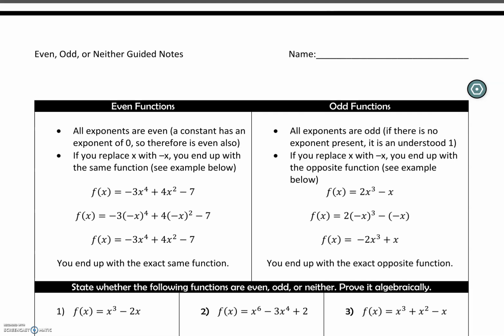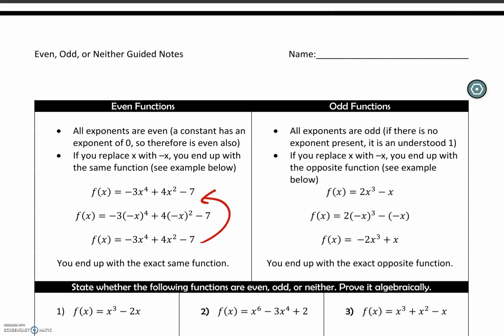So, even functions, all of the exponents are going to be even, and a constant has an exponent of 0, so therefore it is even also. If you replace an x with a negative x and you end up with the same function, then it is an even function. So if we take a look at their example there, on all of their x values they add a negative, and when you simplify it out, you end up with the exact same equation that you started with.